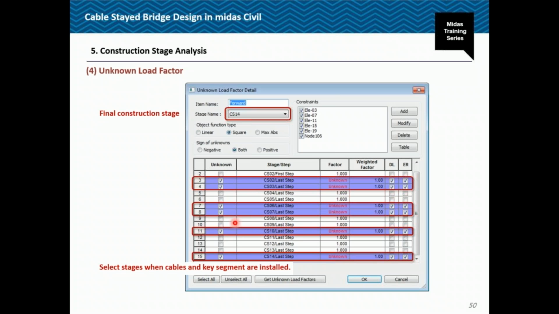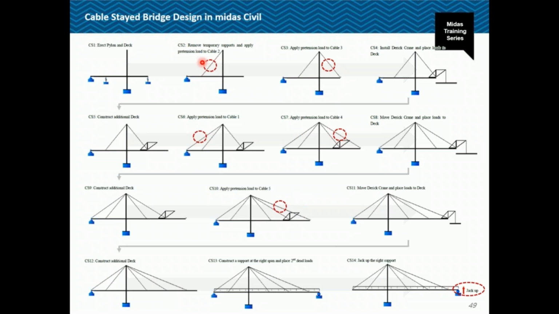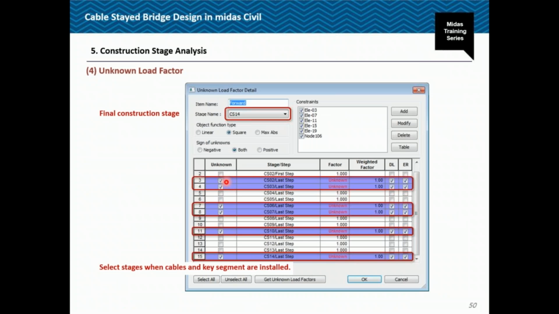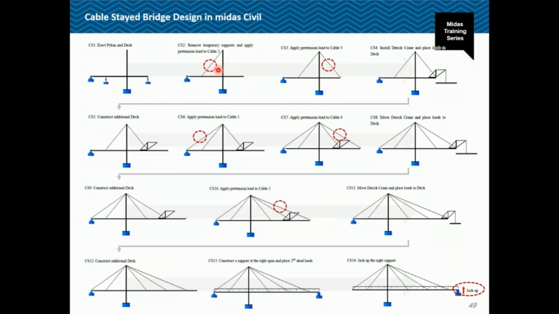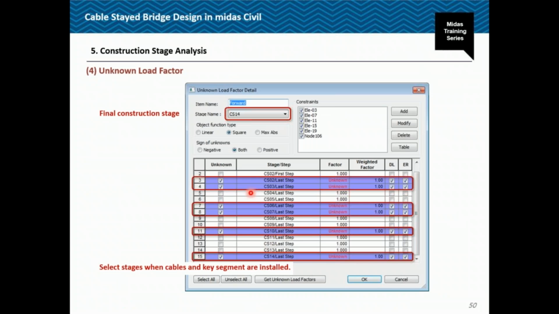So we need to select the construction stages where the cable is activated. That would be considered as unknown. If you find two cables getting activated in one construction stage, then you need to subdivide it into two construction stages such that you can select those as unknowns. So you need to select when the cables and key segments are installed as unknowns.